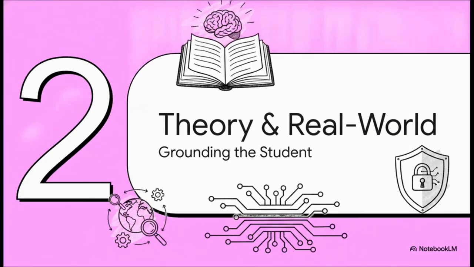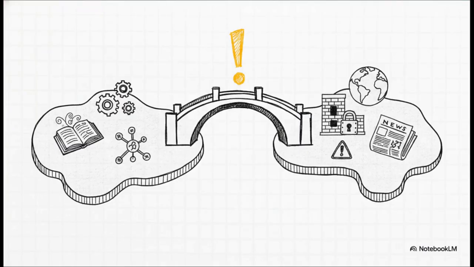Moving on to Pillar 2, theory and real-world context. This is all about grounding the student. Establishing a solid baseline before anyone even touches a keyboard is absolutely critical for retention. So the blueprint demands a professional introduction, followed immediately by answering a crucial question. Why does this topic matter? Because, let's be real, if a student doesn't understand the stakes, they just won't engage.